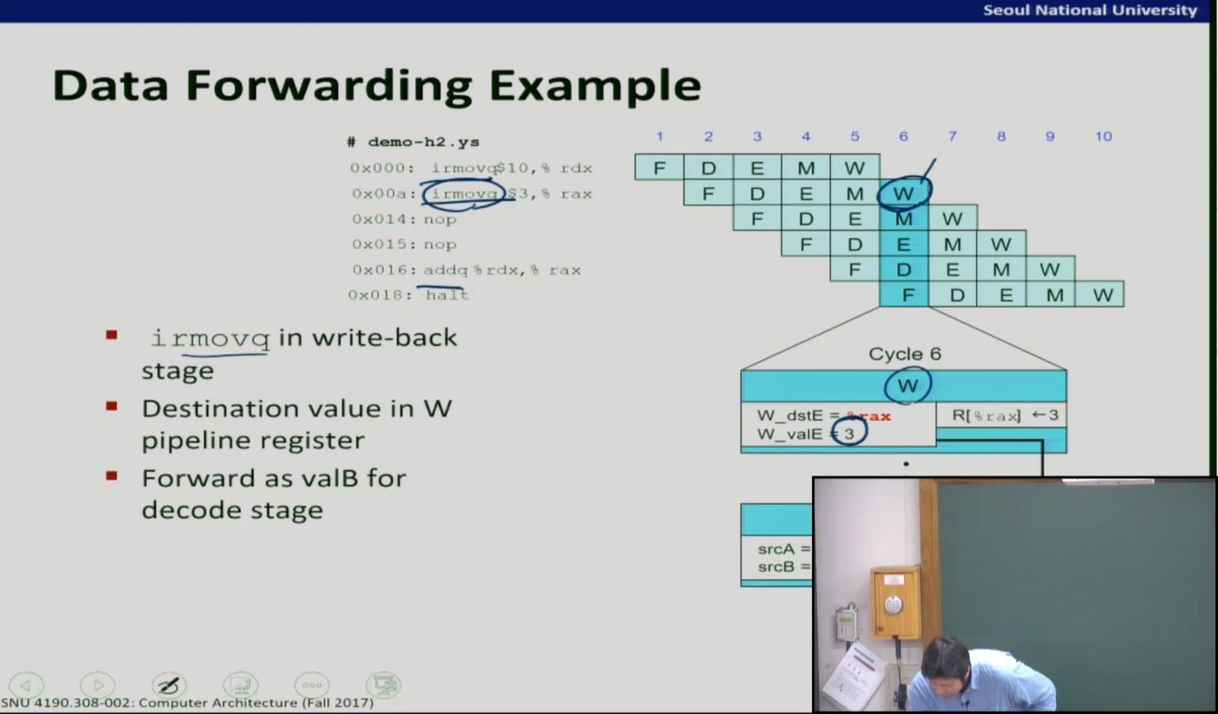So what we do here is, instead of waiting for this value to be written back to the register file, we simply forward the value to the D stage directly. Just push the value into the D stage, instead of waiting for the value to be written back to the register file. So we forward this value directly into the decode stage like this. In this way, we don't have to stall in this case.